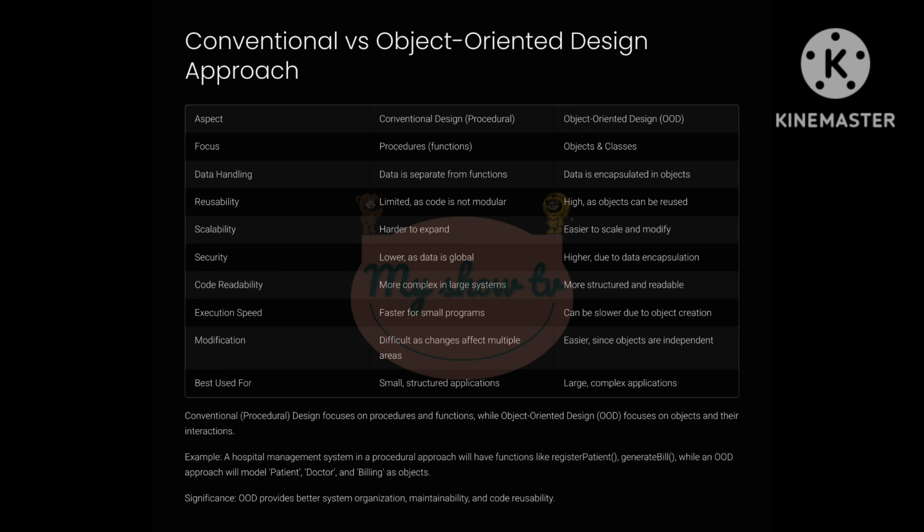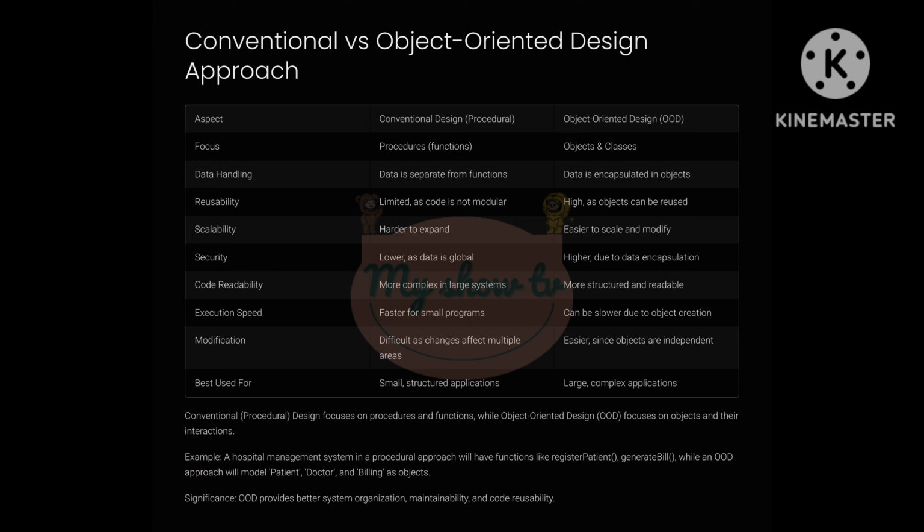Conventional design focuses on functions and procedures where data is manipulated directly. This method follows a step-by-step approach and is best suited for small, structured applications. OOD, on the other hand, is based on objects that interact with each other. It bundles data and behavior together, making it more scalable and reusable. Let's go through some key differences.